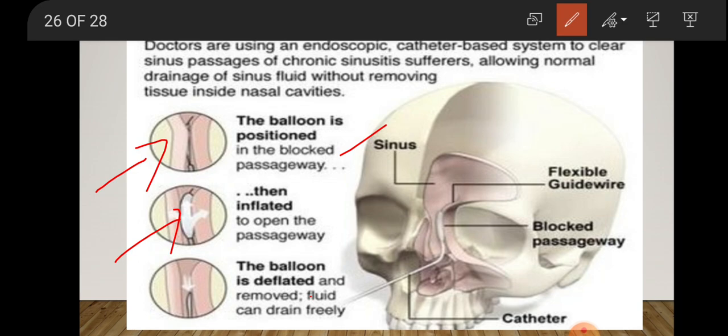And the drainage of the fluid is facilitated by this balloon catheter, which is introduced into the inflamed or infected sinus. So that is a recent thing we use for treating the headache or pain in the frontal air sinus, or you can use it for the maxillary air sinus also. And another important point, which I already told, is the transsphenoidal approach for the removal of pituitary tumors or pituitary pathologies.